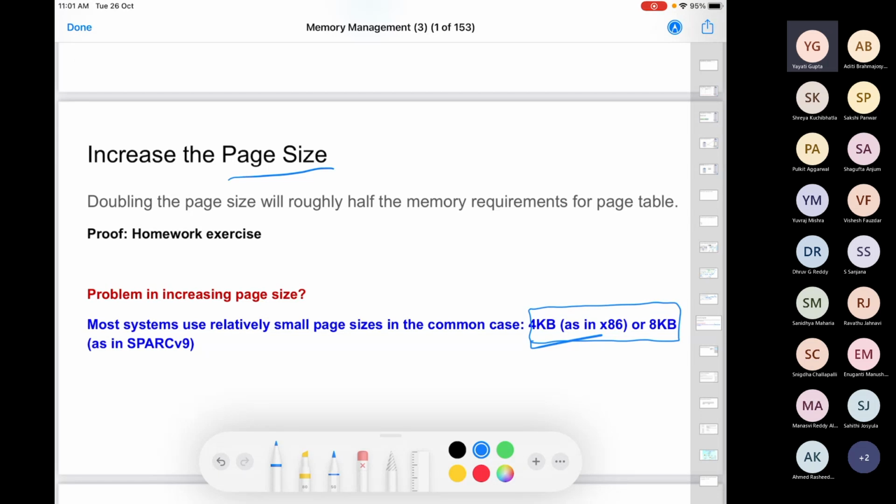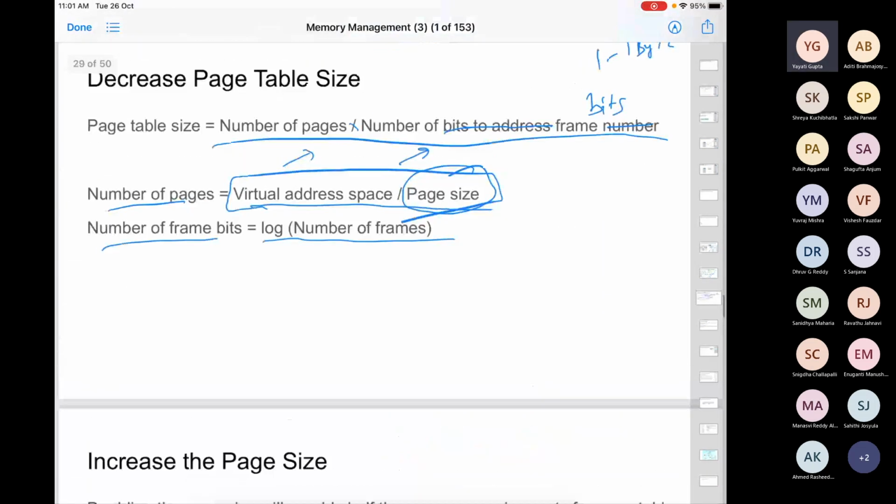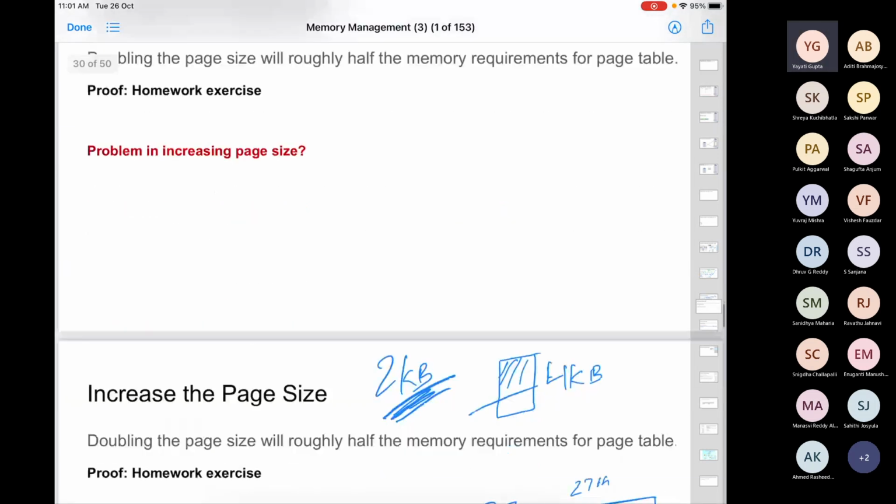So think about why this page table is so big. The second notion of it was the virtual address space, right? If this virtual address space is big, again you will have more pages, which will increase the size of the page table. Can we somehow decrease the virtual address space? To each process, we are giving 2 gigabytes of memory or 4 gigabytes of memory, just like a big chunk. So can we do something with that?